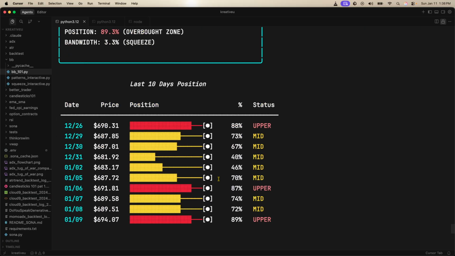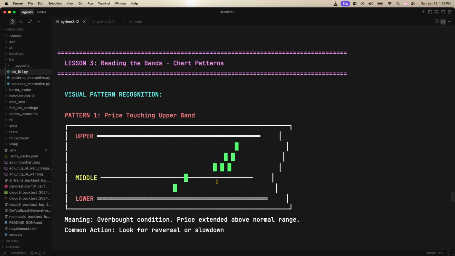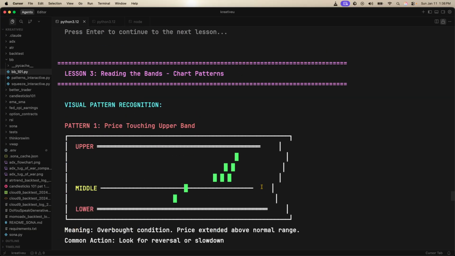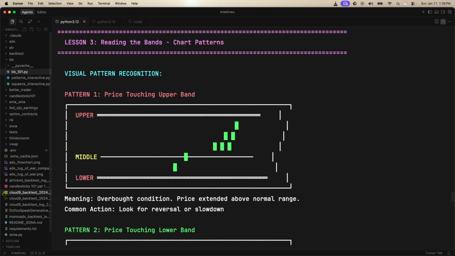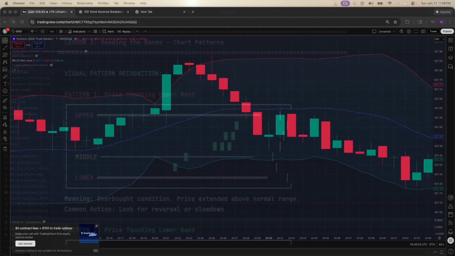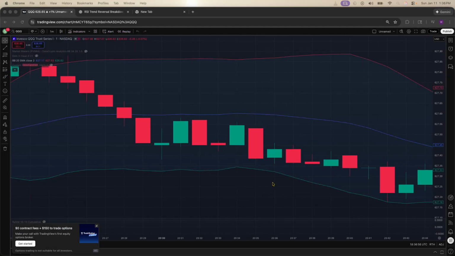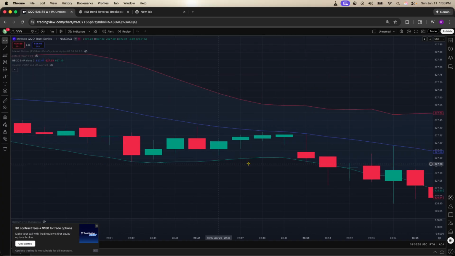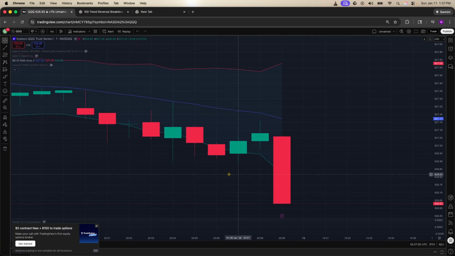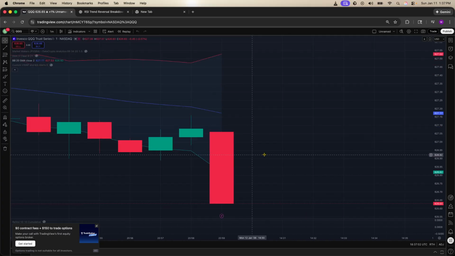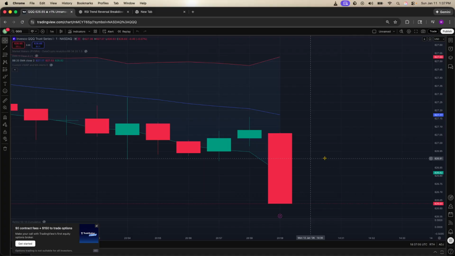All right, so let's go ahead and jump into our next lesson, which is being able to read the bands on a chart. I'm going to drive the boat for this lesson, because this is why I love using Bollinger Bands every single day. So again, I'm looking at QQQ, the top 100 tech companies within the Nasdaq.